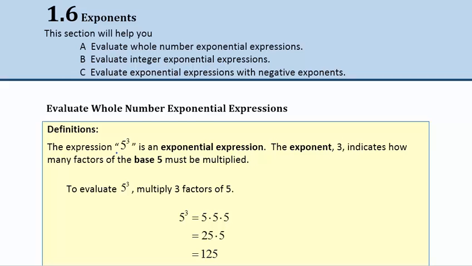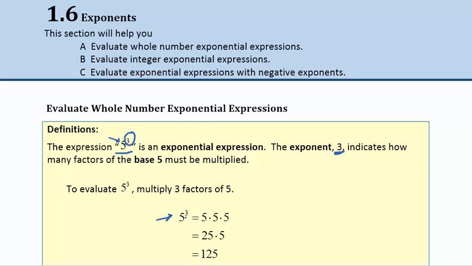So the expression 5 to the third power is an exponential expression. The exponent 3, which is right up top here, indicates how many factors of the base 5, which is right down at the bottom, must be multiplied. So if I'm taking 5 to the third power, the 3 is telling me I need to multiply 3 factors of this base.